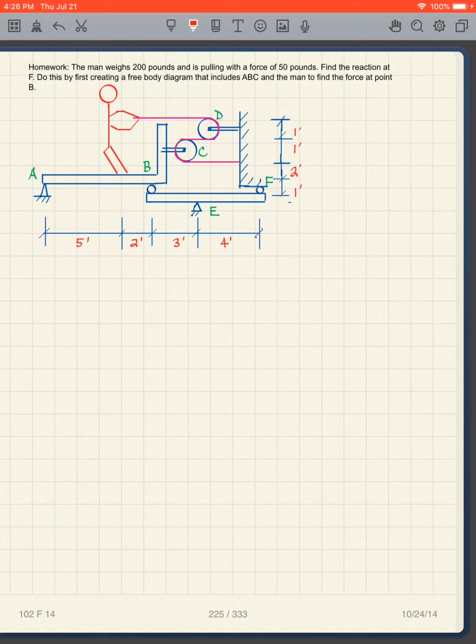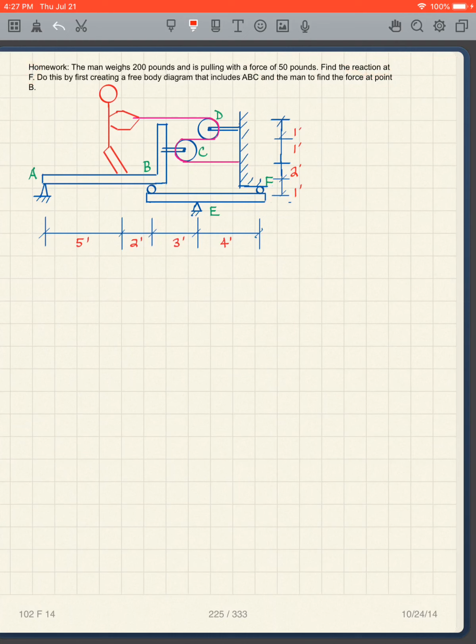Okay, now this problem looks more difficult than it actually is. It's pretty straightforward, but let me describe it. There's a 200-pound man, and he is pulling with a force of 50 pounds. So he's pulling this cable with a force of 50 pounds. It says find the reaction at point F. So I want the reaction right there.